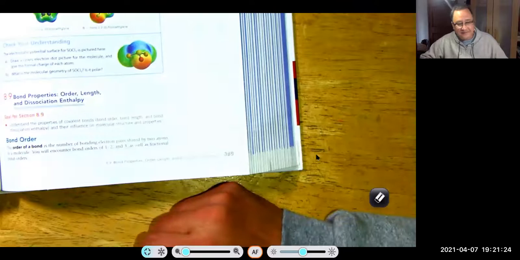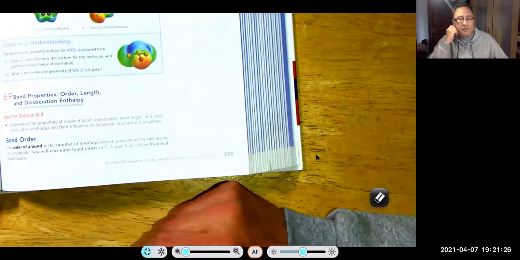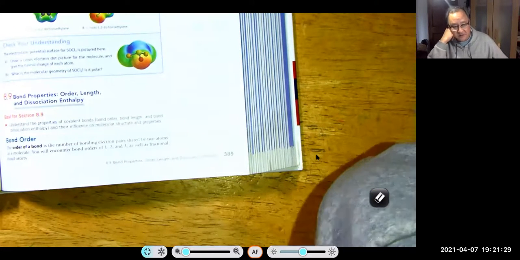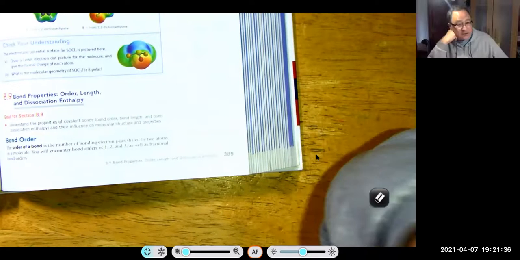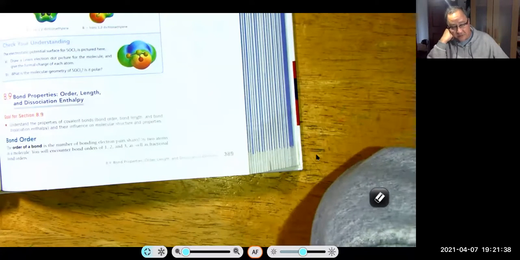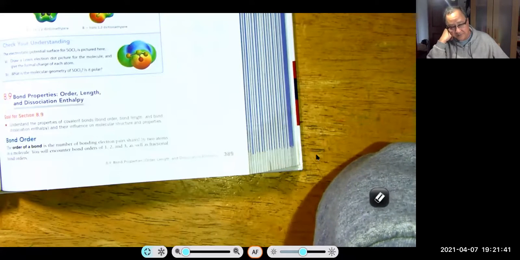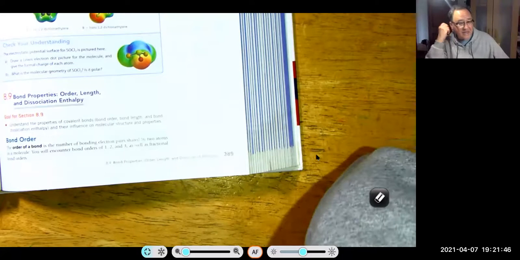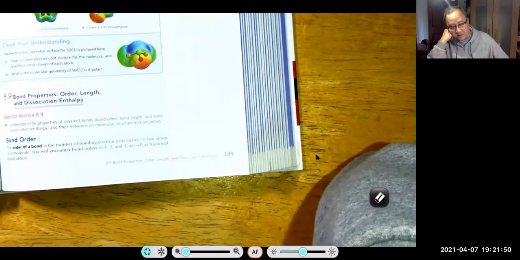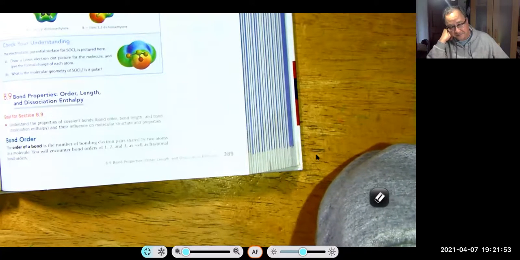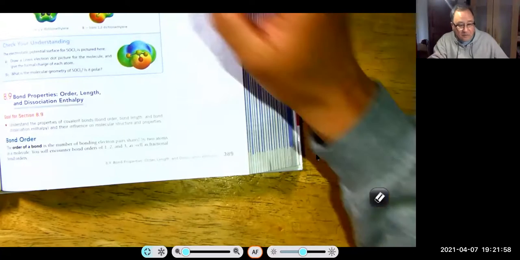So what do you think is going to be easier to break? Carbon-carbon single, carbon-carbon double, or carbon-carbon triple? The single bond. Right. Which one's the shortest? The triple bond. And which one has the largest bond order? The triple, because it's a bond order of 3, right?